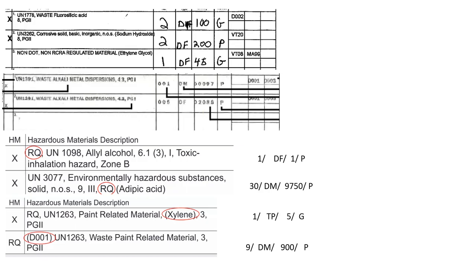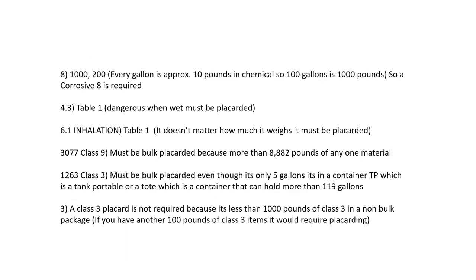And then lastly, we have 1263 again, Class 3. And this one is going to be 9 drums metal at 900 pounds. Now, Class 3 placard is not required because it's less than 1,000 pounds of Class 3 in a non-bulk package. If you have another 100 pounds of Class 3 items, it would require placarding. Now here's the kicker. We did have another 50 pounds approximately of Class 3, but that's still only 950 pounds. So you don't necessarily require a Class 3 placard.